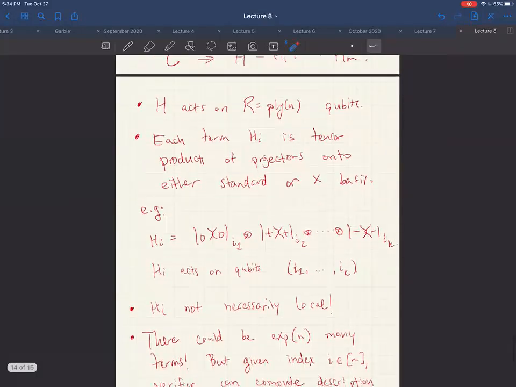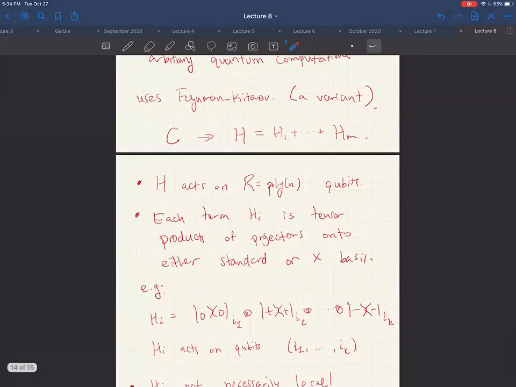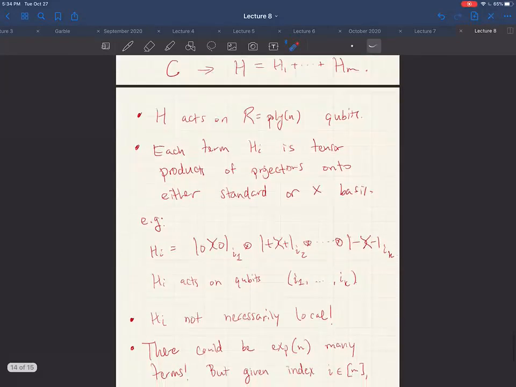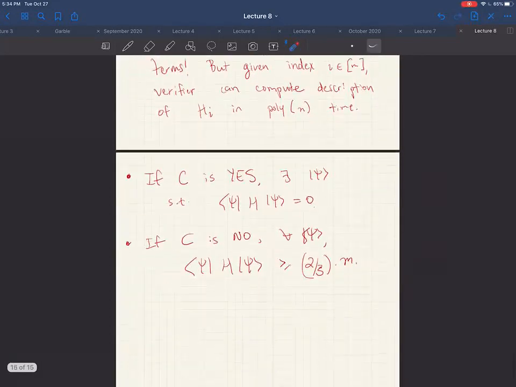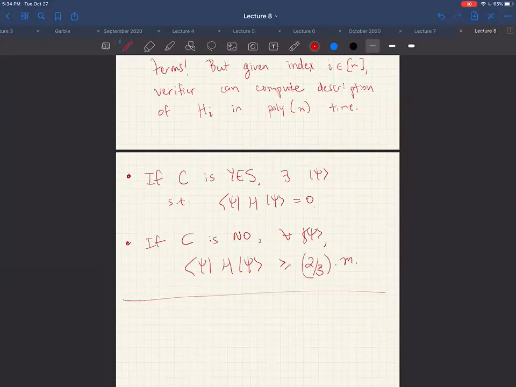Does this make sense, these properties that are spelled out here? So it's not a local Hamiltonian, it's just some huge Hamiltonian, but it captures whether C is a yes instance or a no instance. When you say that it's not local, you mean that a single term can act on all the qubits? Exactly, yeah.